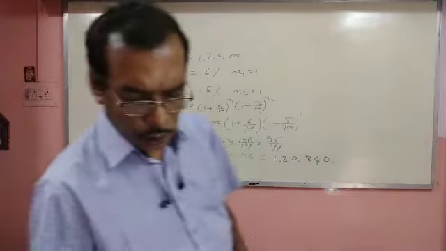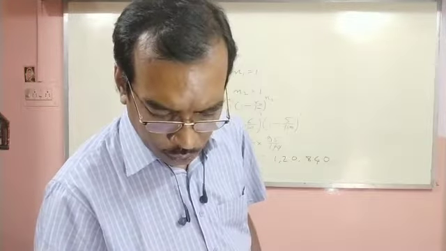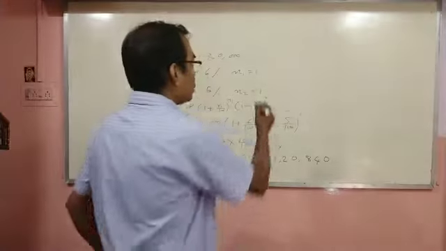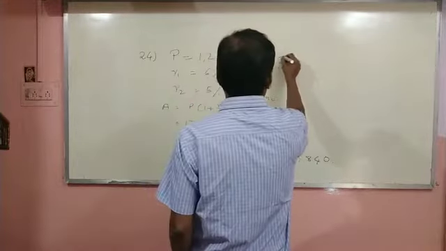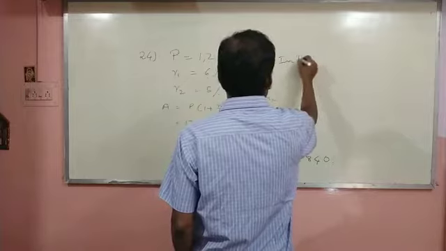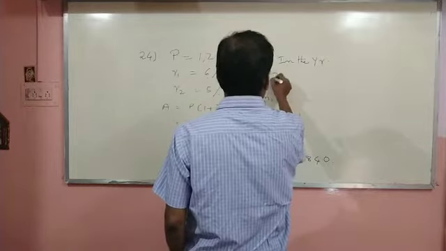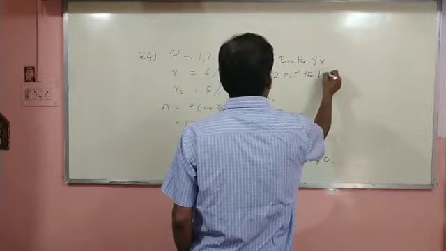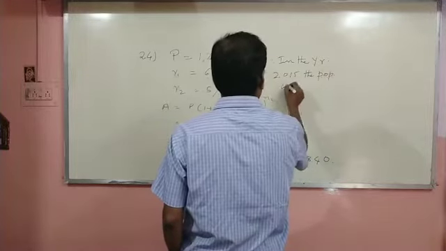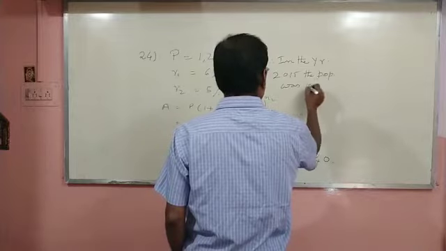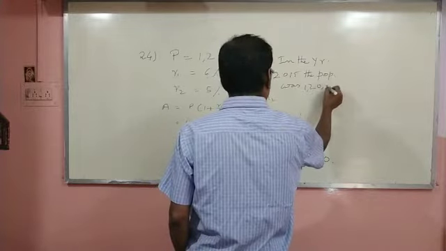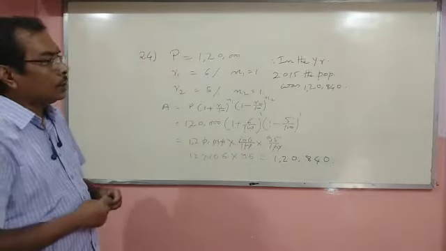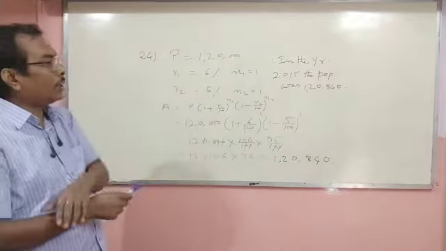So therefore your answer will be equal to the population in the year 2015. So in the year 2015 the population was 1,20,840. So in 2013 the population was 1,20,000.